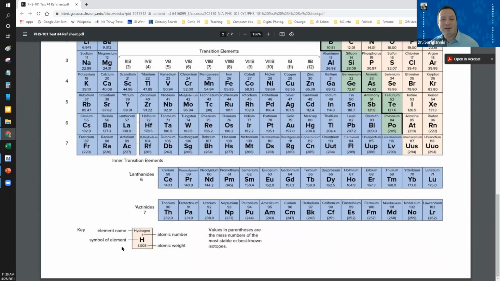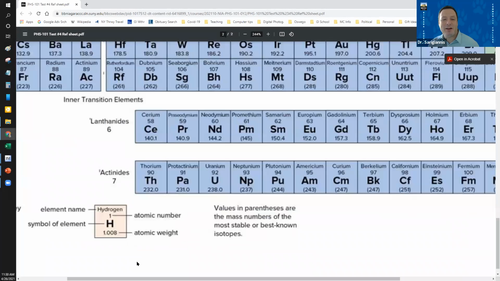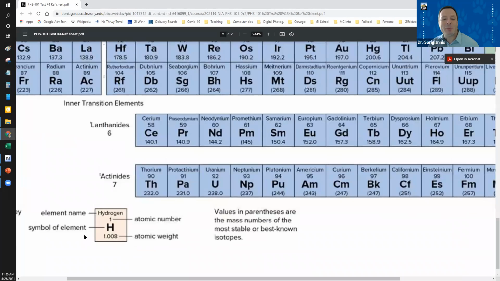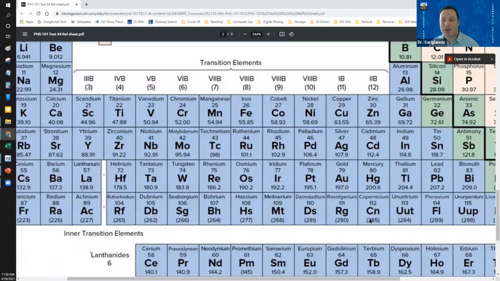First of all, remember the key down here shows that the element name is up here, the symbol, we have atomic weight and atomic number. So copper is right up here. The atomic number is 29. This defines the number of protons present in the element. The atomic weight is 63.55 atomic mass units, AMUs, and that's found right below here.